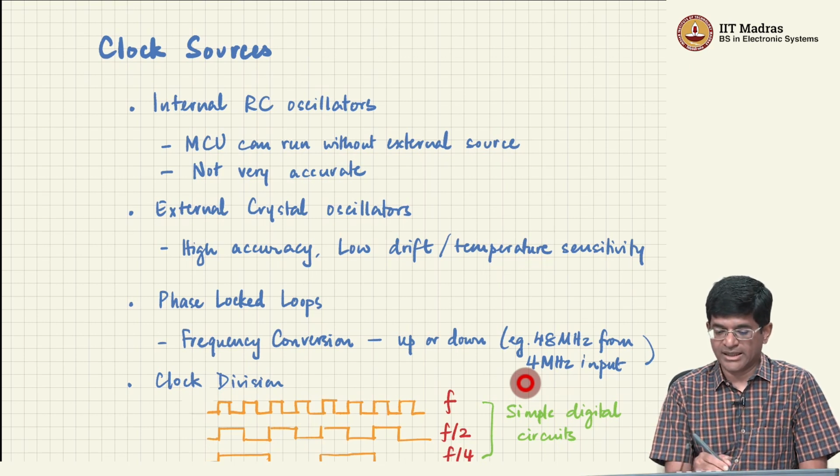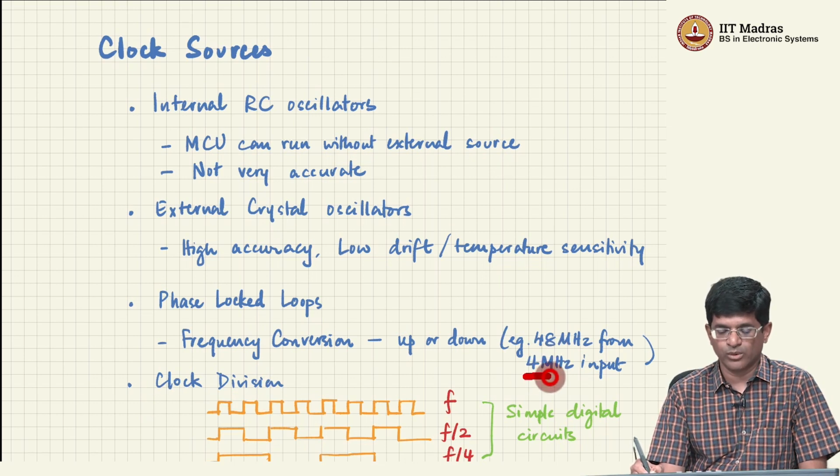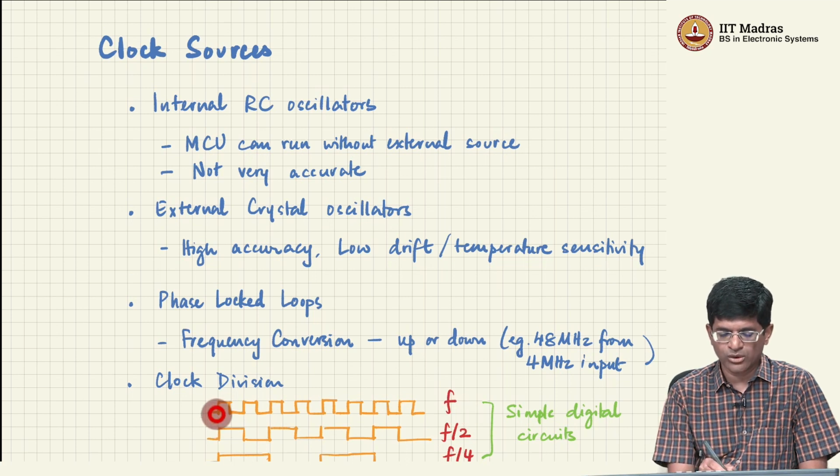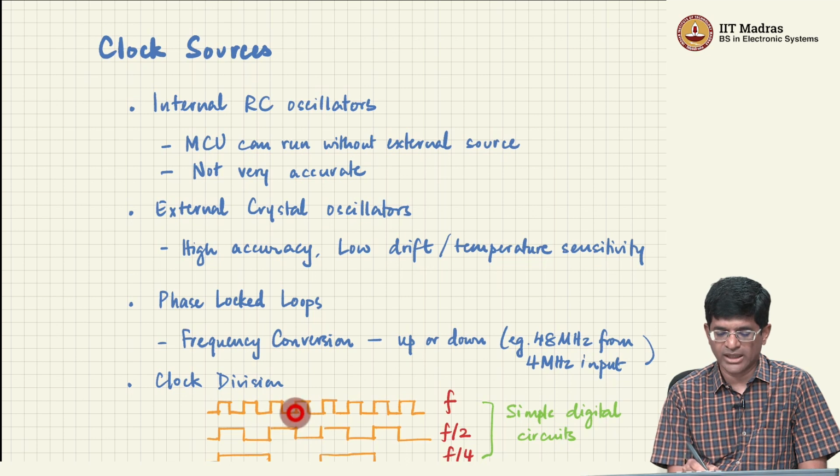Now going in the other direction is called clock division, where I go from a high frequency down to a lower frequency. So for example, if I have a frequency f, all that I need to do really is have a very simple digital circuit that says on this edge, whenever there's a clock edge over here, I make my output go high. Now on the next clock edge, I make the output go low. On the next clock edge, I make the output go high. On the next clock edge, I make it go low. Automatically, you can see that this second signal is half the frequency of the first one, right?